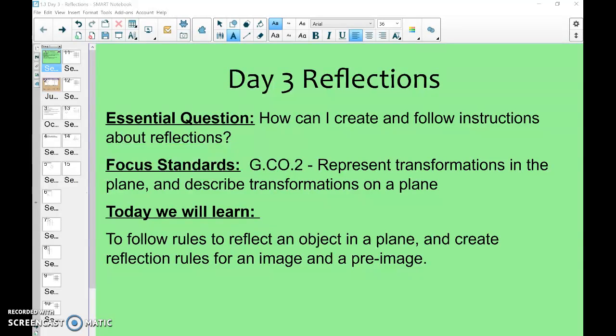Now, previously we've talked about translations and how to tell how much or what distance you should slide it across the graph. Today we're going to talk about reflections and how you do that in a graph as well. It's going to be quite a bit different. It's not going to use the same kind of coding like we did before. You're not going to have to know left, right, up, or down. It's going to be a little bit more visual than that.